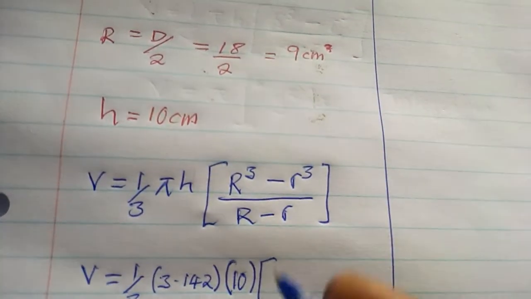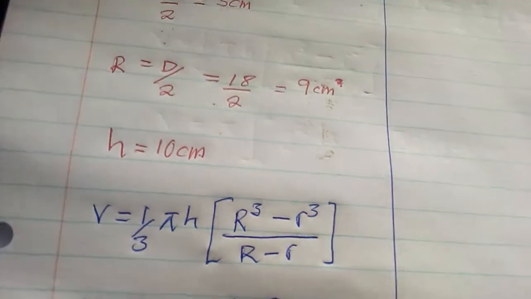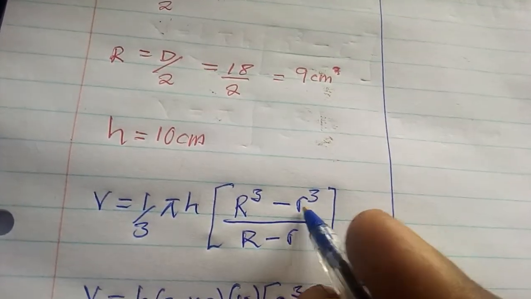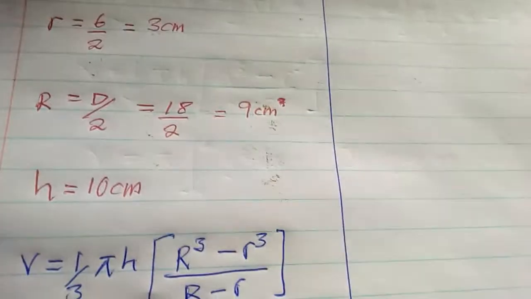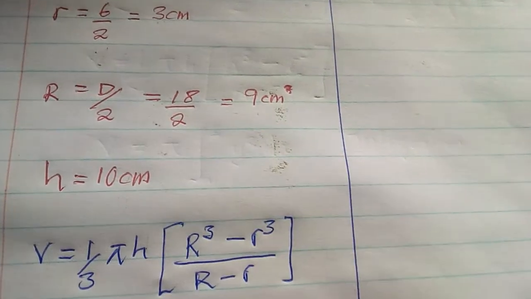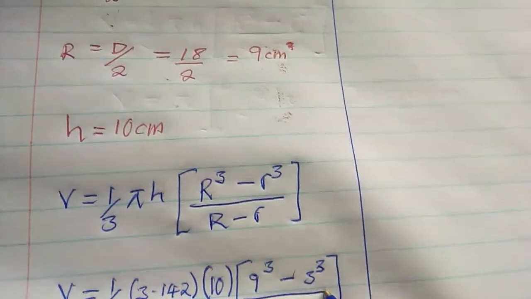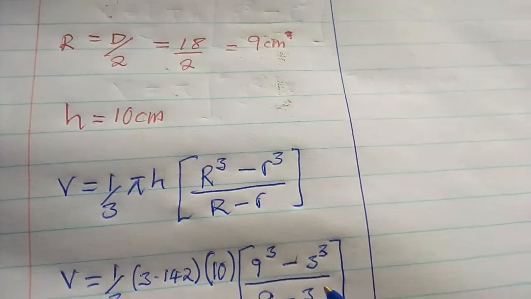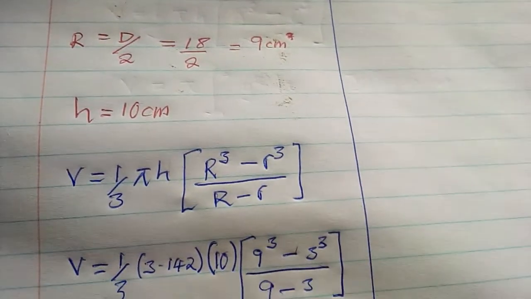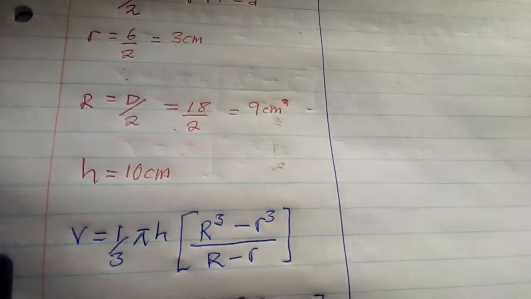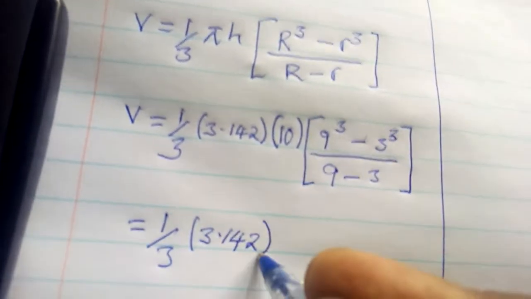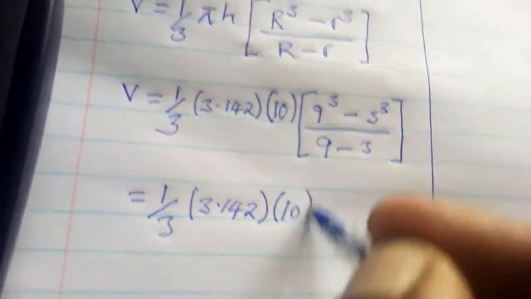Okay, if that is the case, now what is our radius? Our radius is 9 power 3 minus, what is this? This we have been given, remember we calculated it is 3 power 3. If that is the case, we continue. What is our radius there? 9 minus 3. So if that is the case, we can continue by simplifying this. We say 1 over 3 multiplied by pi, which is 3.142, multiplied by the height, which is 10 centimeters.